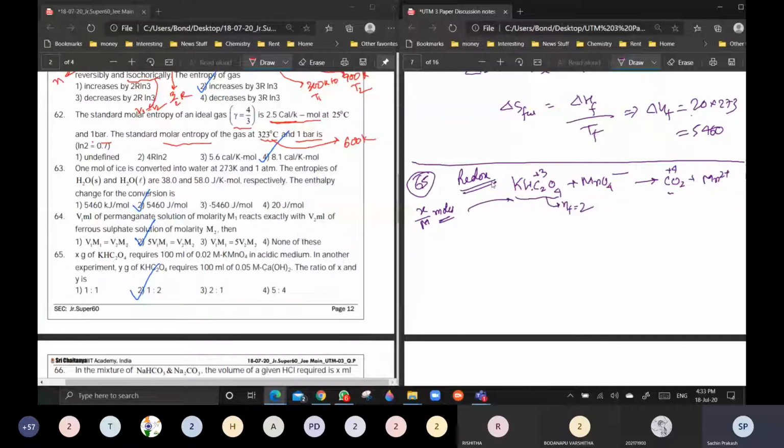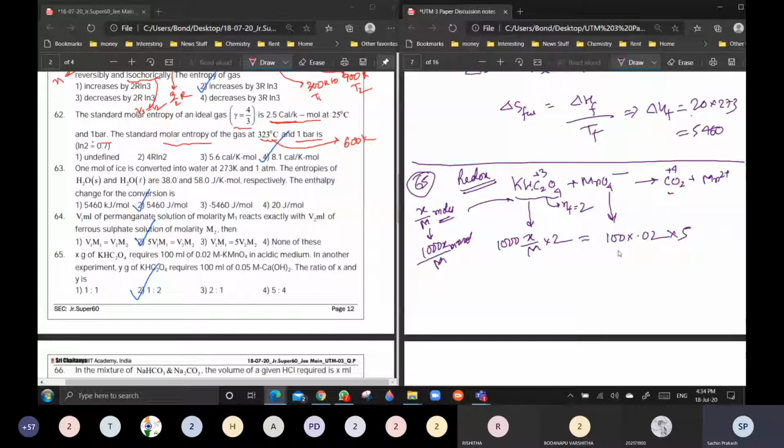X by M moles means how many equivalents? X by M into 2. This should be equal to equivalents of MnO4 minus, so it will be 100 into 0.02. Let us say it is millimoles, but let us do it properly. If it is X by M moles, then it will be 1000 X by M millimoles. So 1000 X by M into 2 is equal to 100 into 0.02 into 5, where the n factor of MnO4 minus is 5 in acidic medium. So 2000 into X by M is equal to 10. So X by M will be 1 by 200. This is my first equation.